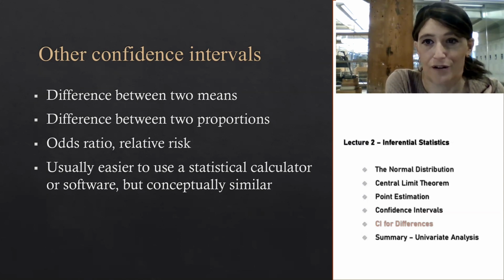And for these other parameters that we are trying to estimate, it's much easier to use some sort of statistical calculator or software, but they're conceptually very similar. And we'll often be plugging in similar values for the Z distribution to these confidence intervals. It also depends on what the estimate is. But conceptually, these are very similar.